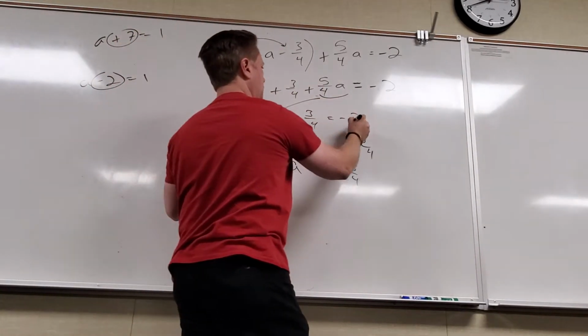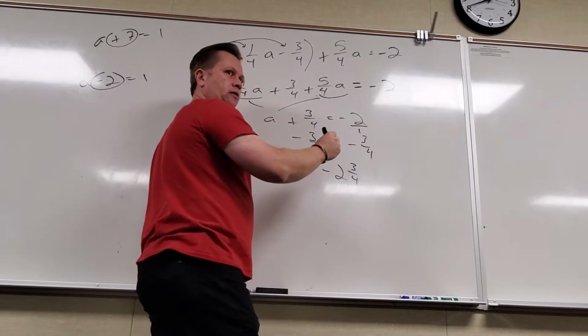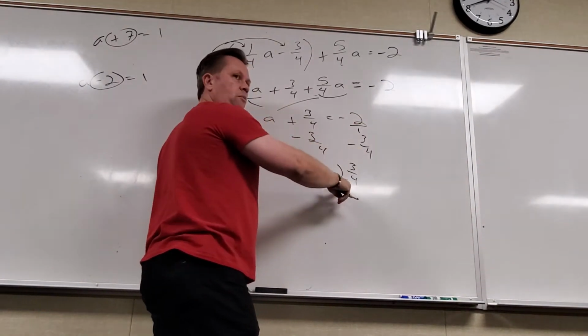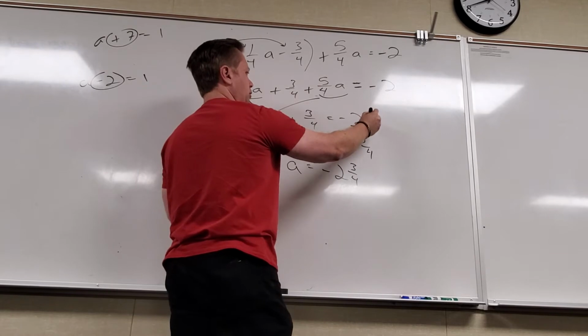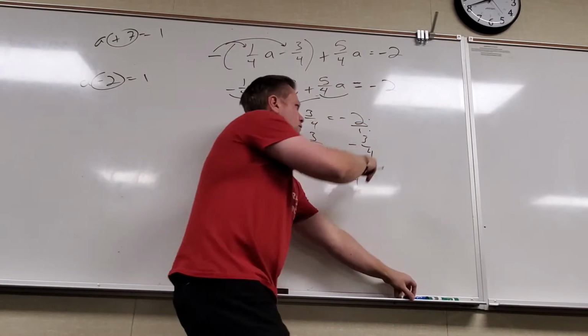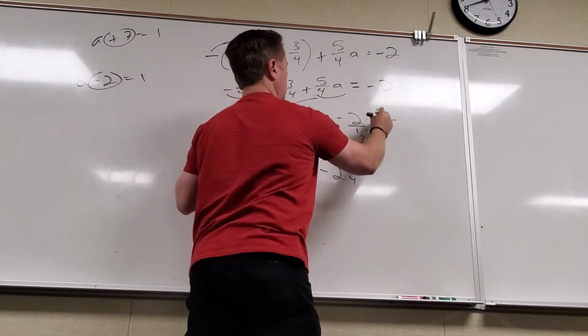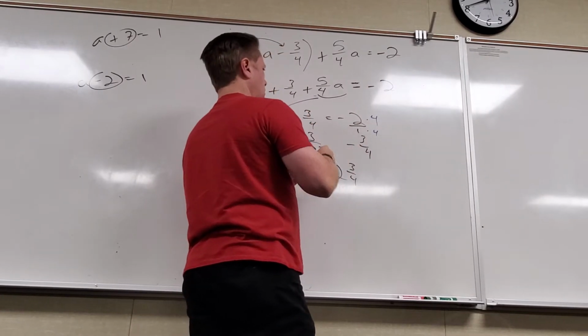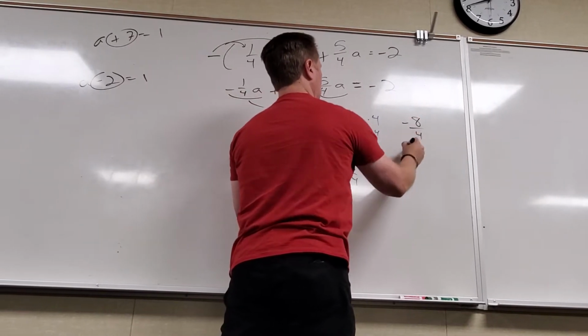Beautiful. So another way to do this is to get LCDs, right? You'll still get the same answer, it just won't be a mixed number. So let's see what we get. I've got to multiply this by 4 to get the LCD, 4. So then I get negative 8 fourths minus 3 fourths.